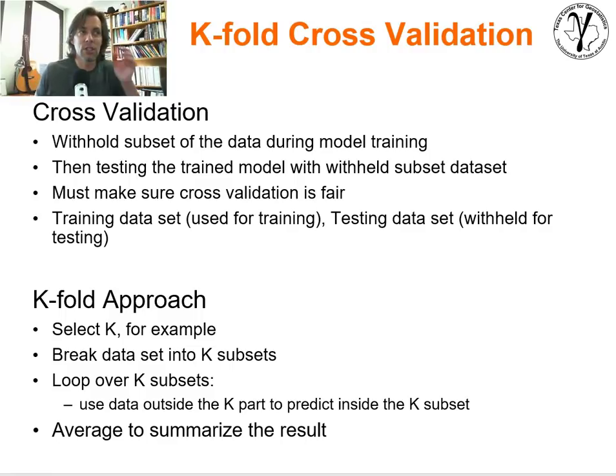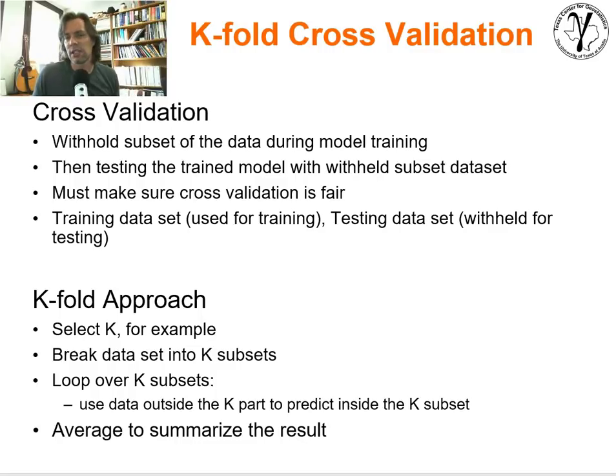Now, because we mentioned cross-validation, the k-fold approach, let's explain in a little bit more detail. In the cross-validation approach, you withhold a subset of data during model training. Training is performed with a subset. You have another part of the data that's withheld. Then testing the trained model with the withheld data set is the testing stage.